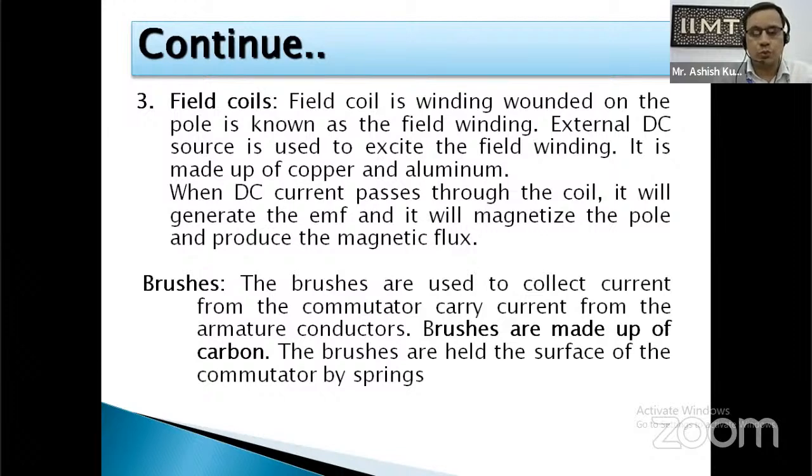Brushes. The brushes are used to collect current from the commutator and carry current from the armature conductor. Brushes are made up of carbon. The brushes are held to the surface of the commutator by a spring.